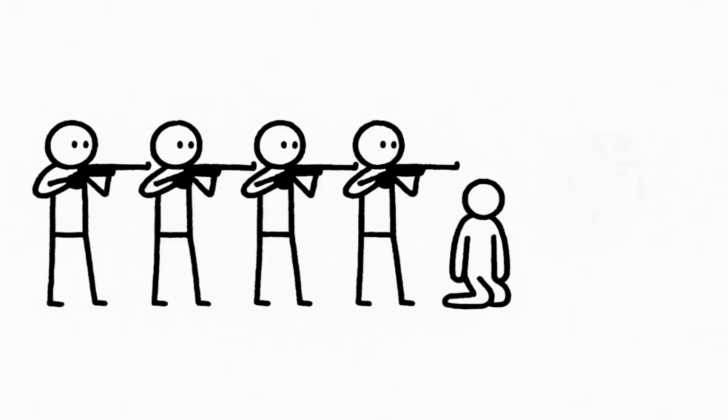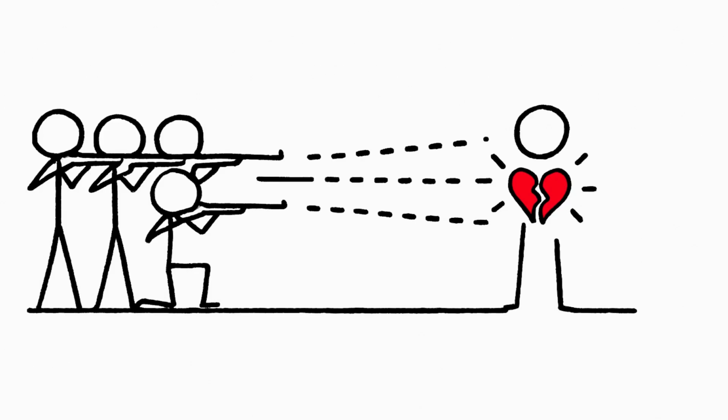Firing squad. One of the oldest methods still used in some places today. A group of shooters, often 5 or more, fire simultaneously at the condemned's heart. If done correctly, death is nearly instantaneous from massive blood loss and organ destruction. It is considered by some to be among the most reliable and immediate forms of execution when properly performed.